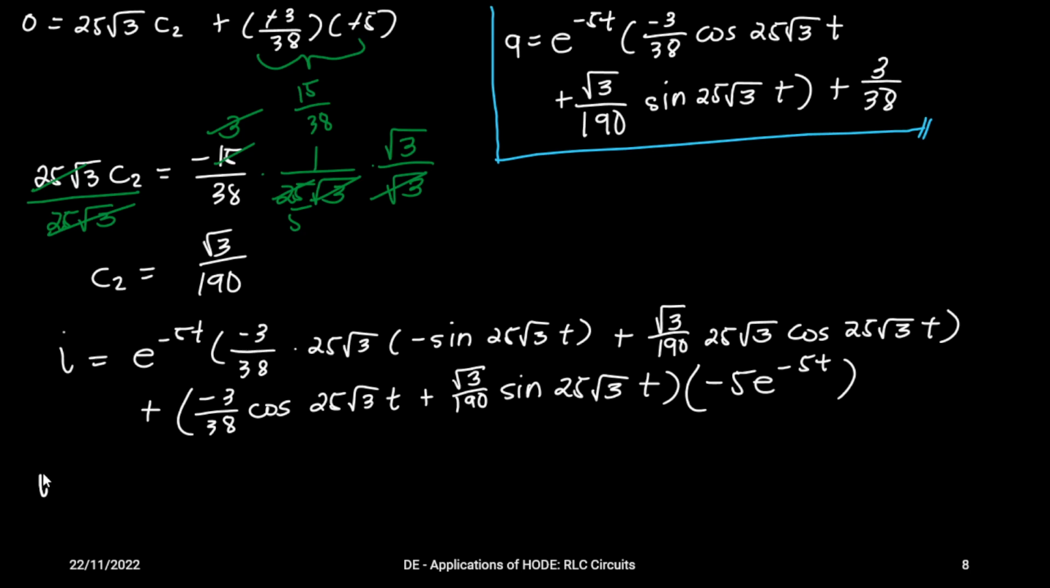So we have I is equivalent to e raised to negative 5t. Okay, so this is common on all the terms. No, so we have here ito tsaka ito, so we can factor them out. Okay, so we have negative 3 times 25 square root of 3, that is positive na kasi we have here signs, no, negative signs. So therefore, magka-cancel lang sila. So we have 75 square root of 3 over 38. Okay, sine 25 square root of 3t.